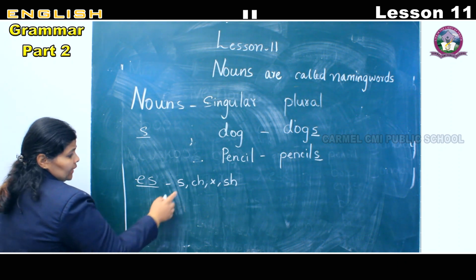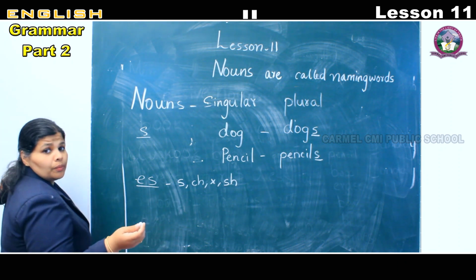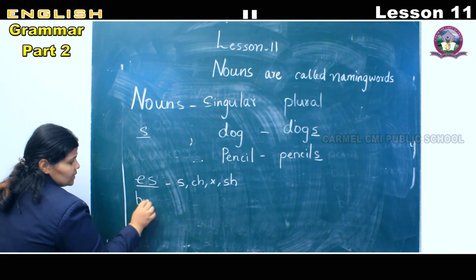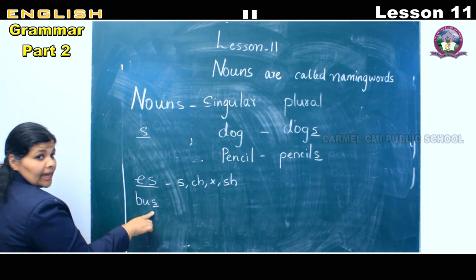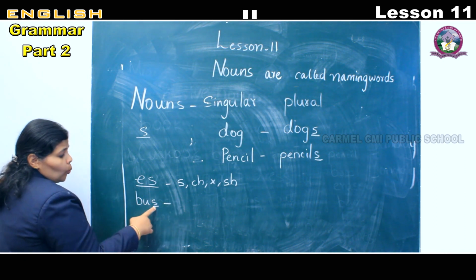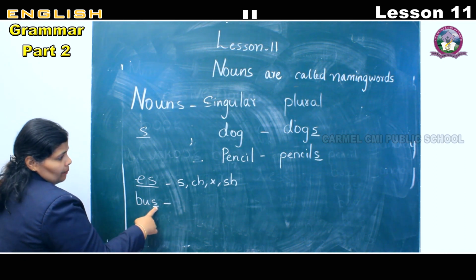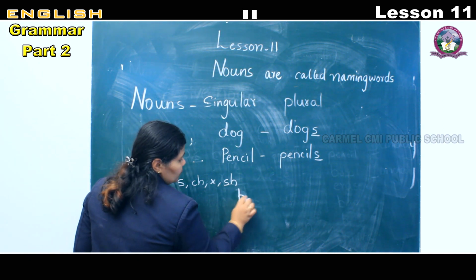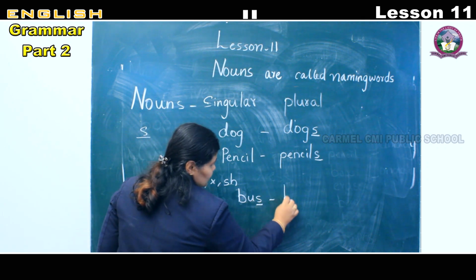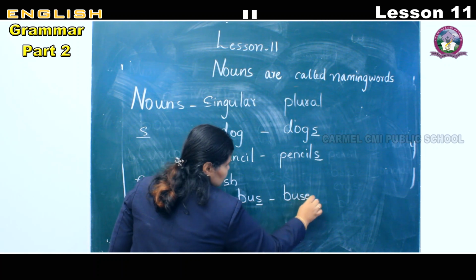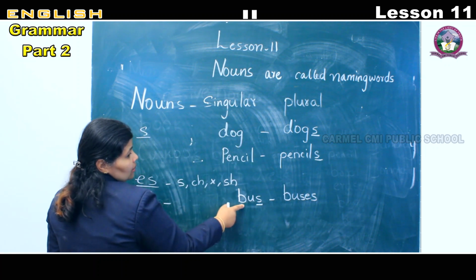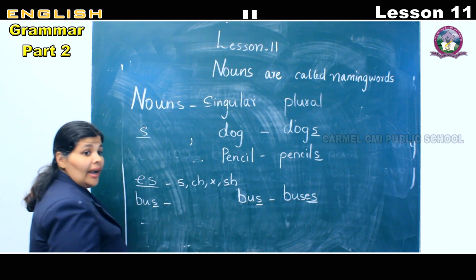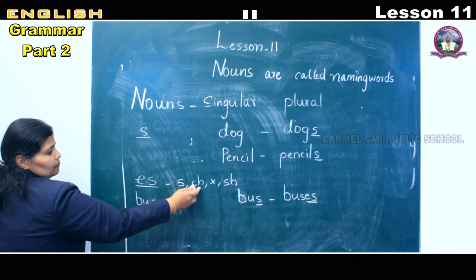Tell me a word that ends with s. In which vehicle do you come to school? You come by school bus. So, bus ends with what? Bus ends with s. Now, when there is a word ending with s, to make it plural, what do we put? es. Buses. Did you see? A singular bus, one bus. When there are many, we add es.